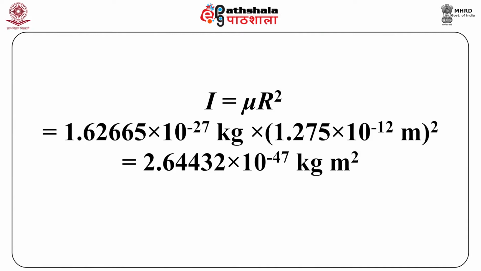and I is equal to mu r square, and this is equal to 1.62665 into 10 raised to the power of minus 27 kg into 1.275 into 10 raised to the power of minus 12 meters, and the whole thing squared, and this turns out to be 2.64432 into 10 raised to the power of minus 47 kg meter square.